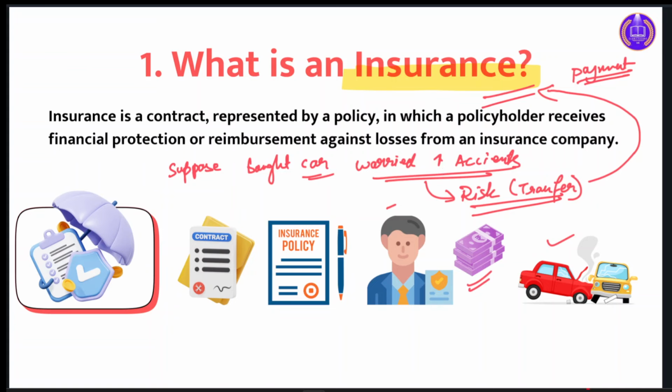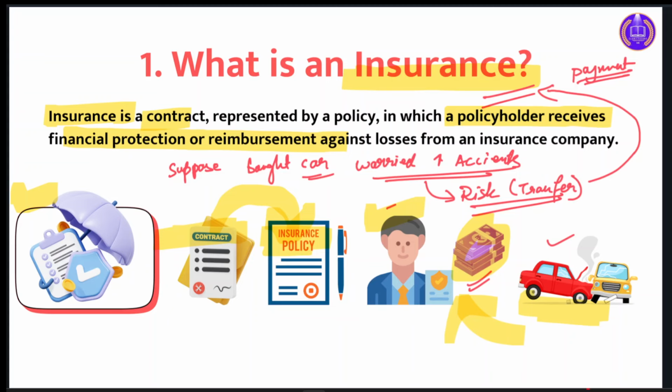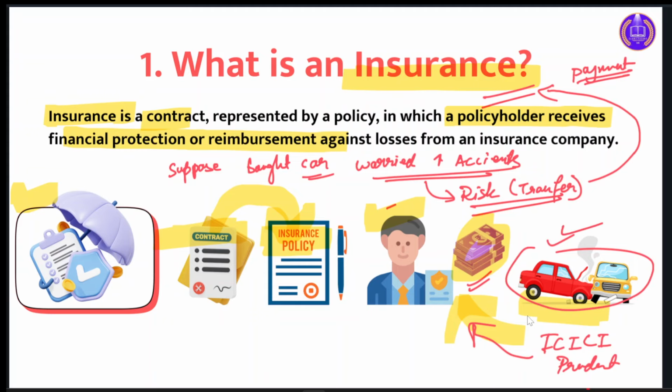So let's look at the definition. Insurance is a contract that is represented by an insurance policy in which the policy holder receives financial protection or reimbursement against losses from the insurance company. Suppose he has insurance coverage through ICICI Prudential. This company will pay him the money against the losses he incurred in that accident. So this is the definition of insurance.